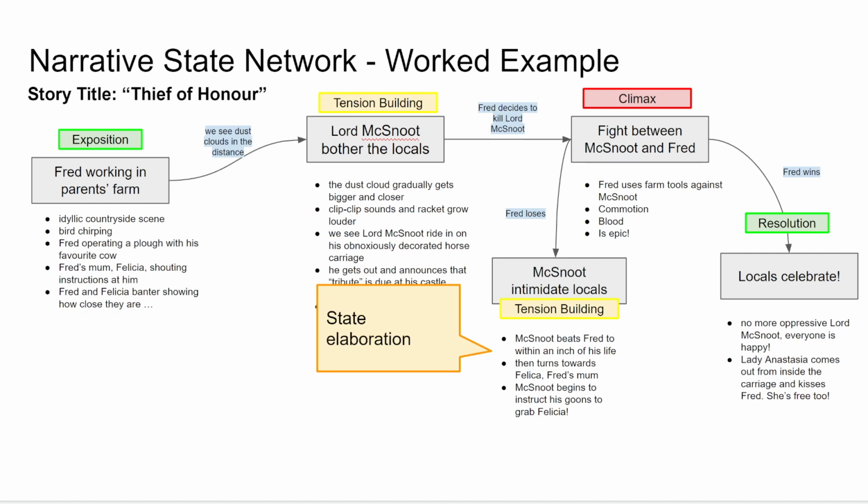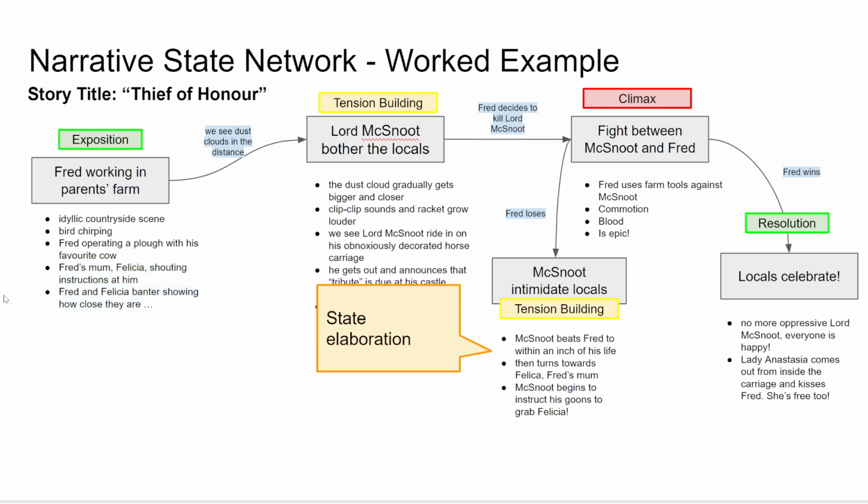McSnoot doesn't actually kill Fred because he's more useful as a warning device. But then maybe he wants to do extra stuff, like make Fred pay for fighting him. So McSnoot looks at Fred's mom, Felicia, and his intention is to do something to Fred's mom to punish Fred.